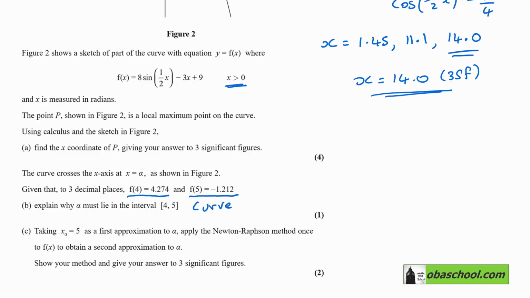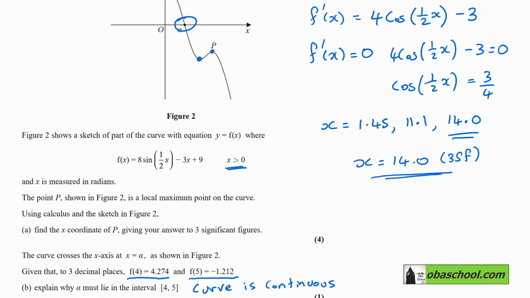The most important thing I think to state here is that the curve is continuous. In other words, you can draw it without taking your pen from the page. Saying that f of 4 is 4.274 is telling you that the curve is above the axis at 4. Saying that f of 5 is negative 1.212 is telling you at 5 the curve is below the axis. And if it's above here and below over here, it has to cross somewhere in between. And all of that needs to be written down.